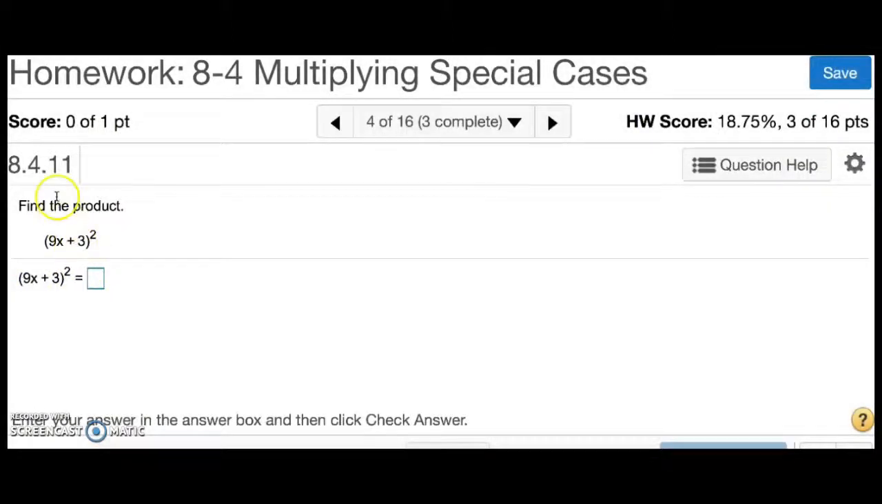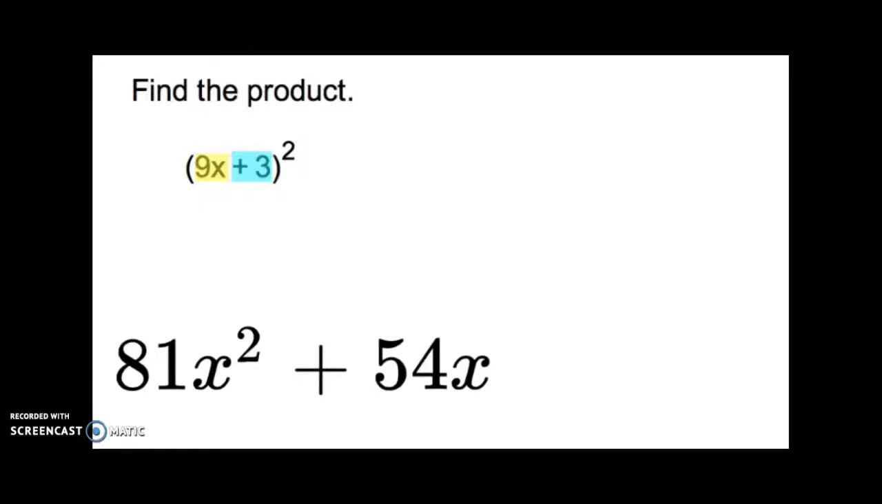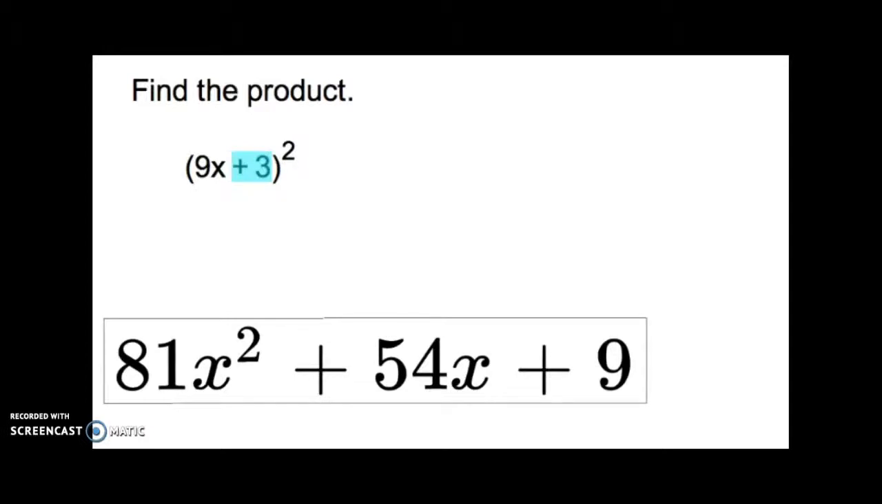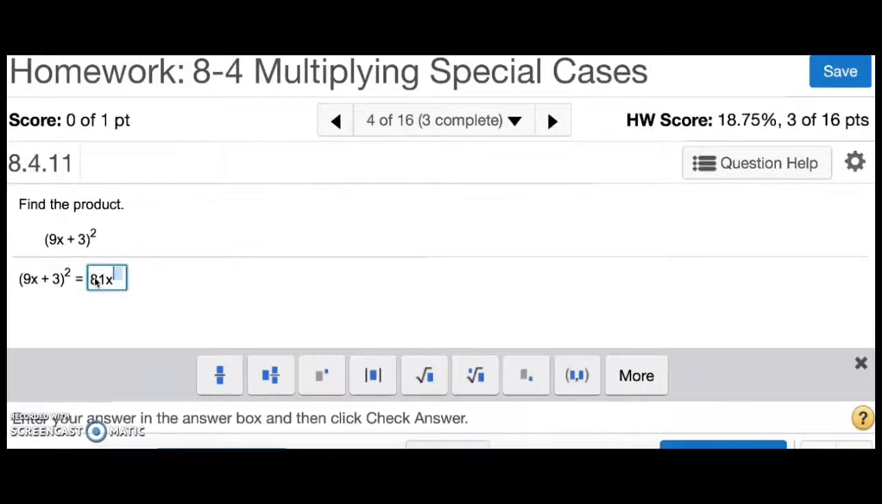And that's number 3. Number 4, we are asked to find the product. So let's do that. When we have a binomial being squared, the shortcut is, like we said, square the first term. So 9x being squared would be 81x squared. Then we multiply the two terms together and double it, so that would be 27x times 2, which will be 54x. Then we square the last term, which gives us 9. So my answer is going to be 81x squared plus 54x plus 9. So let's type that in. So we have 81x squared plus 54x plus 9.